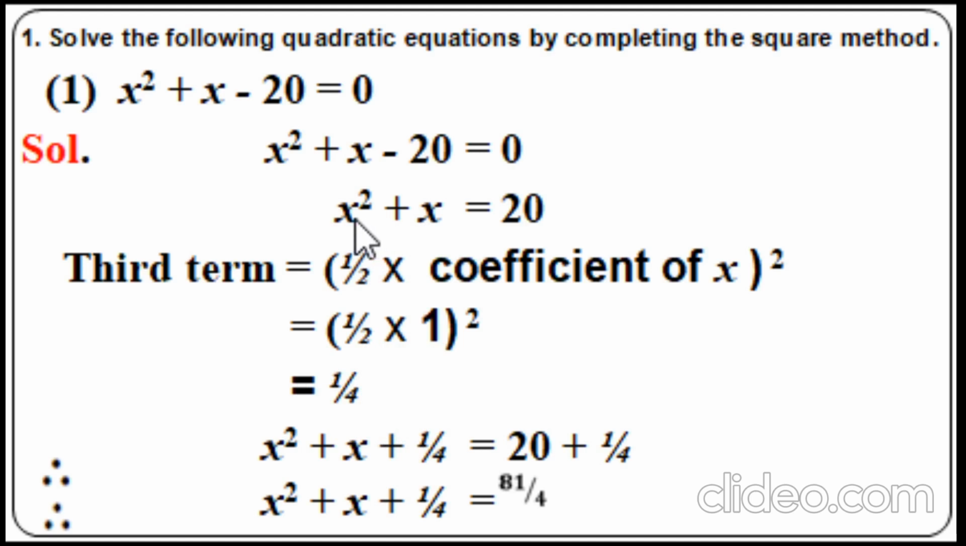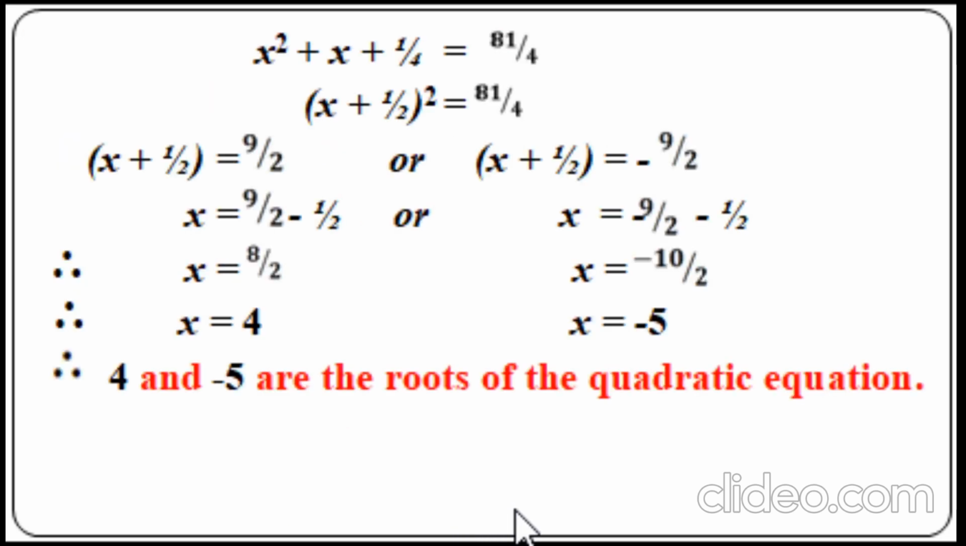So by adding we get x square plus x plus 1 upon 4 is equal to 20 plus 1 upon 4. By solving this, 20 into 4 is 80, 80 plus 1 is 81, so 81 upon 4. We get x square plus x plus 1 upon 4 is equal to 81 upon 4. Now if you see the left hand side, we have completed the square by using that formula. So this left hand side can be written as x plus 1 upon 2 the whole square.